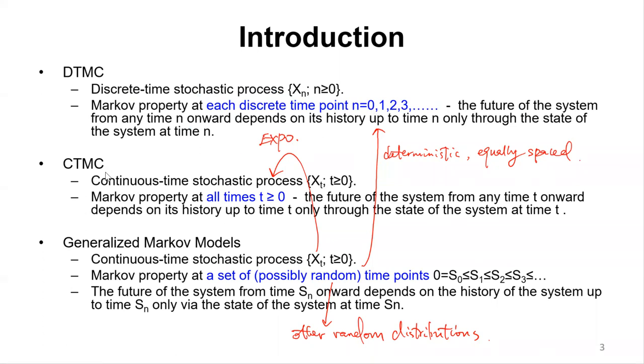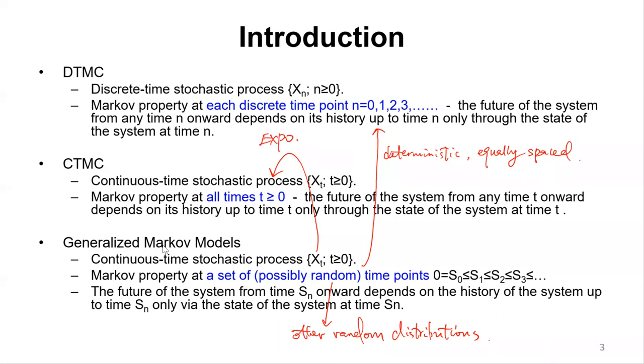CTMC is a continuous time Markov chain. It's a continuous time stochastic process. You see here, this is indexed by t, and t is greater than or equal to 0. So the Markov property holds at all times t greater than or equal to 0. The future of the system from any time t onward depends on its history up to time t only through the state of the system at time t, okay?